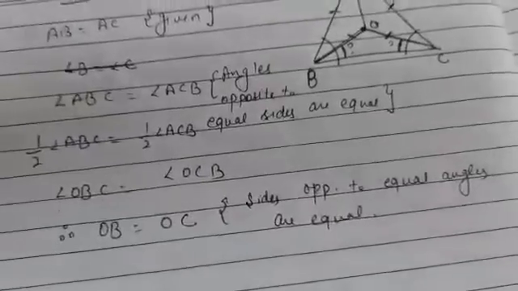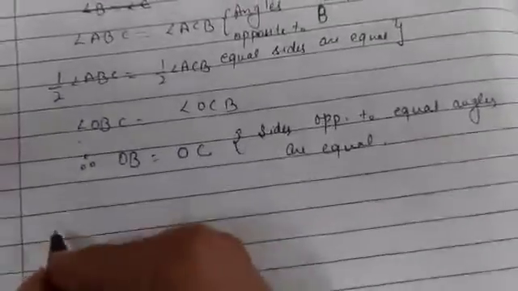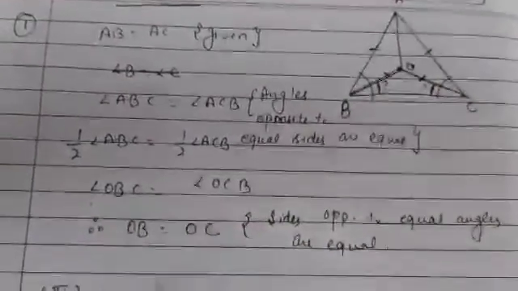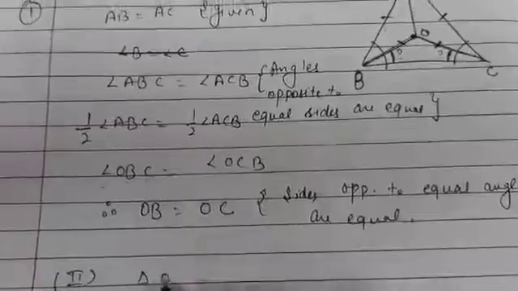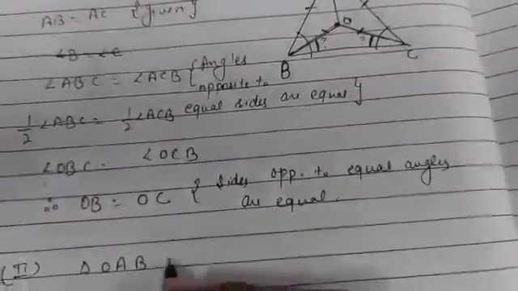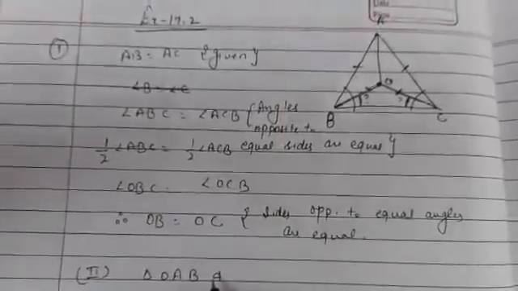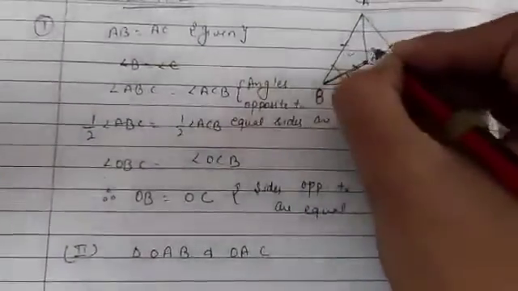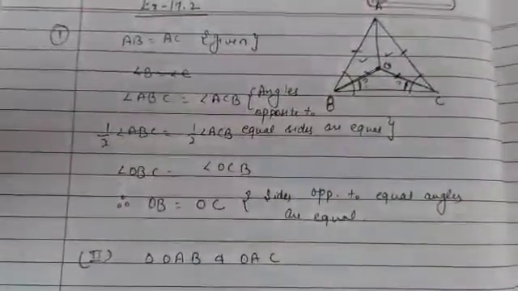So the first point is proved. Now second, AO bisects angle A. AO bisects this angle A. So to prove this we have to take triangles. Take triangle OAB and triangle OAC. These two triangles we will take.